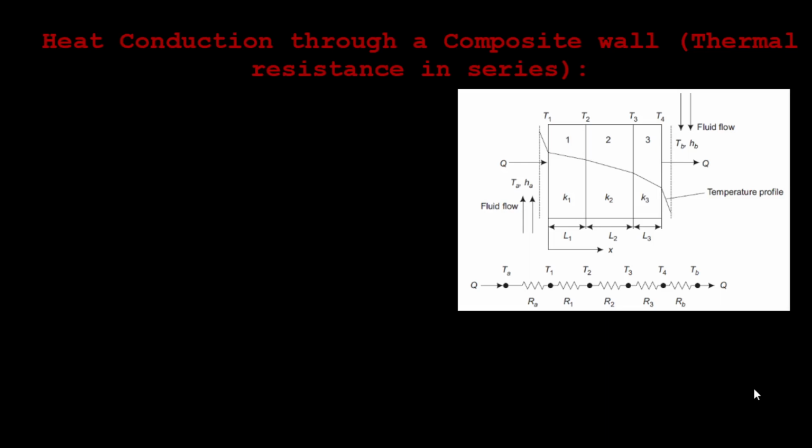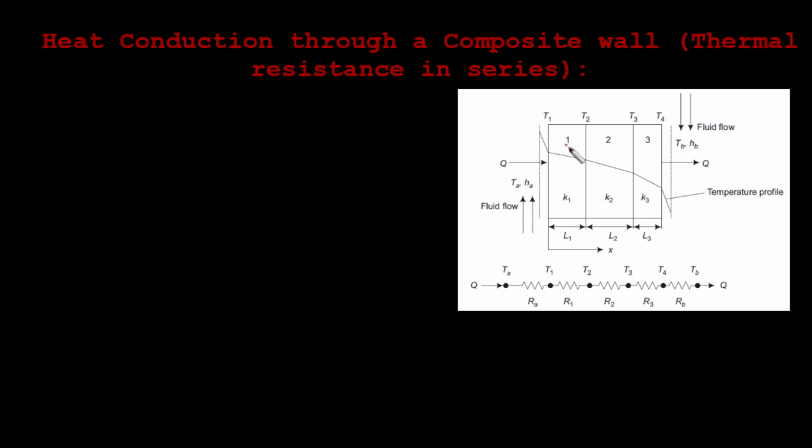Now let us see heat conduction through a composite wall. A composite wall is a wall made up of more than one slab. So here we have one slab identified as 1, and we have another slab which is identified as 2, and we have another slab which is identified as 3.